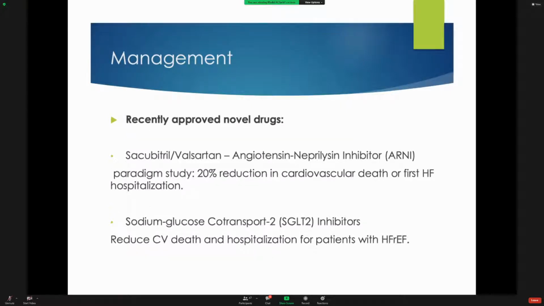Okay. So there are two recently approved novel drugs to treat heart failure. They are very evolving medications, and they reduce the morbidity and mortality. The first one is ARNI, and the second one is the SGLT2 inhibitor, which reduces cardiovascular death and hospitalization for patients with heart failure with reduced ejection fraction, and now recently with preserved ejection fraction.